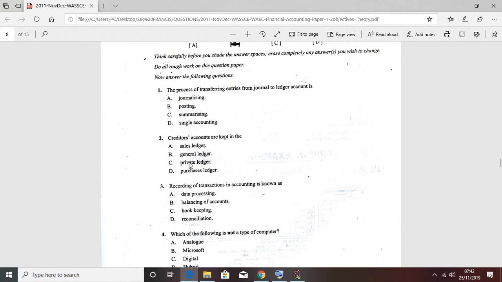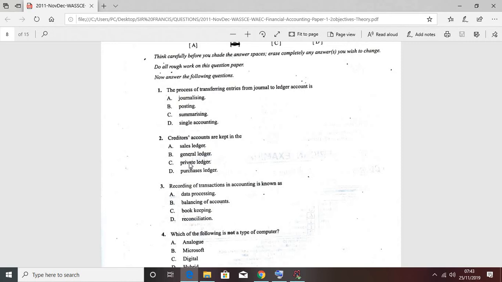Sales ledger has to do with the book in which all individual credit debtors are kept. So those that we sell goods on credit to, we keep their records in the sales ledger. So option A can never meet the requirement for question number 2.